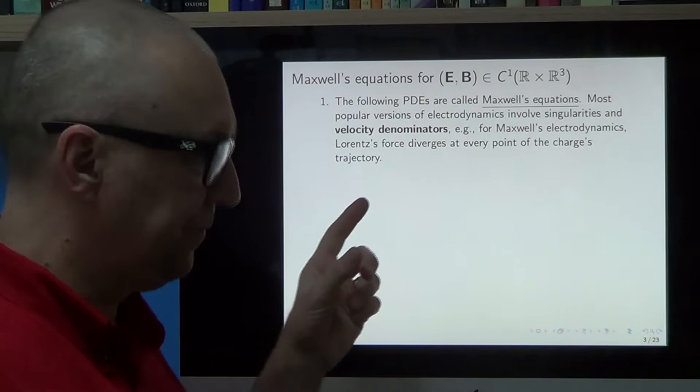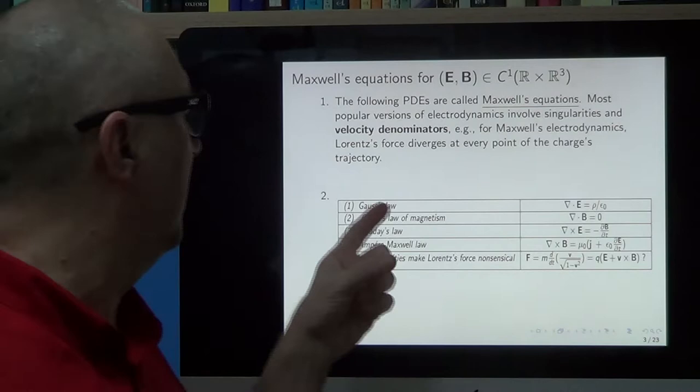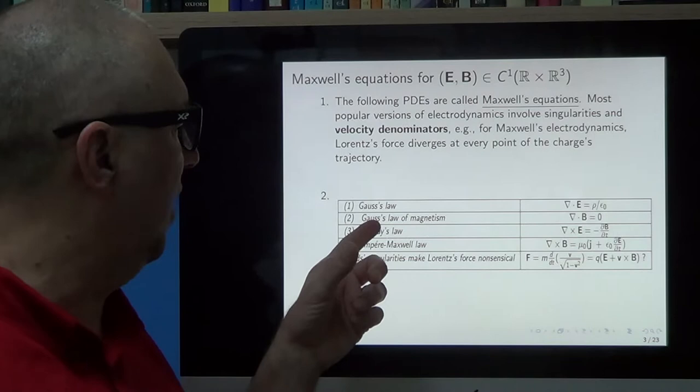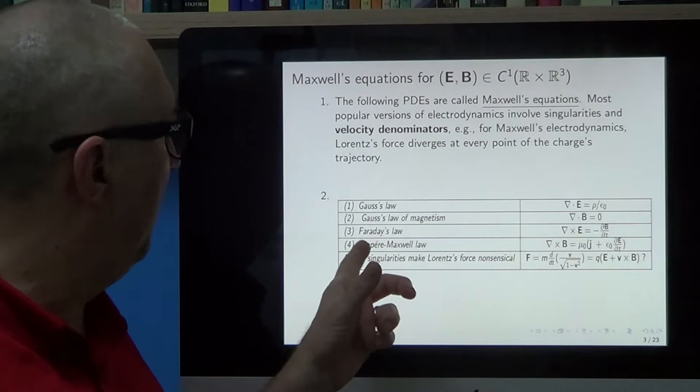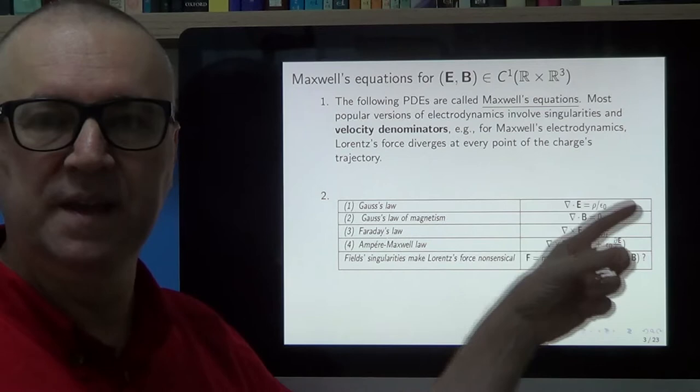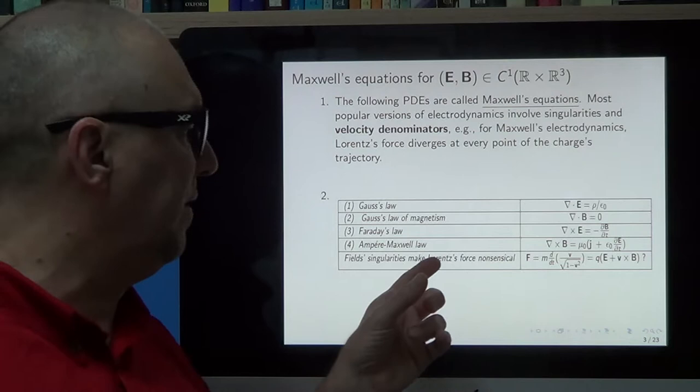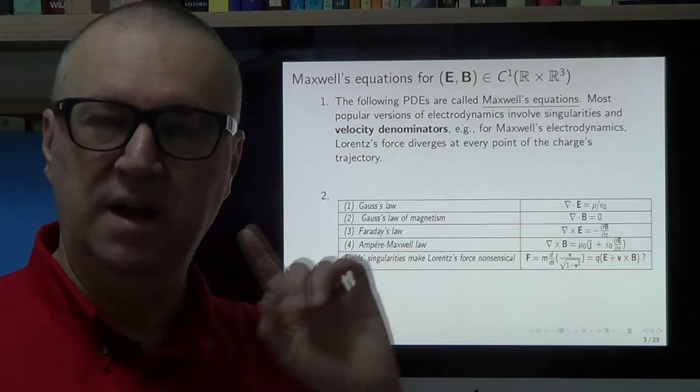The popular Maxwell's equations are Gauss's law, the divergence of E equals the charge density; Gauss's law of magnetism, divergence of B equals zero; Faraday's law, curl of E equals minus dB dt; Ampere-Maxwell law, curl of B is current density plus dE dt. Field singularities make Lorentz's force nonsensical for Maxwell's equations. In variational electrodynamics, you don't have this problem.